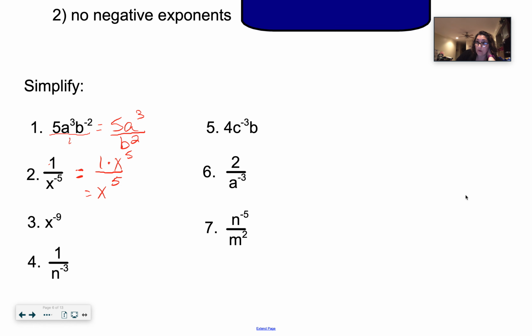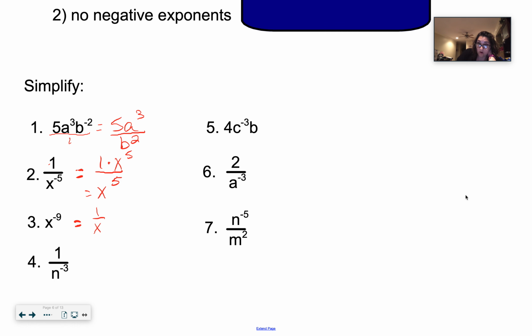On number 3, x to the negative 9th. Negative exponent, you flip it, so it's going to become 1 over x, and you change that negative to a positive.